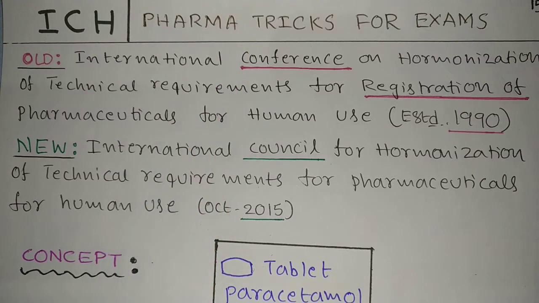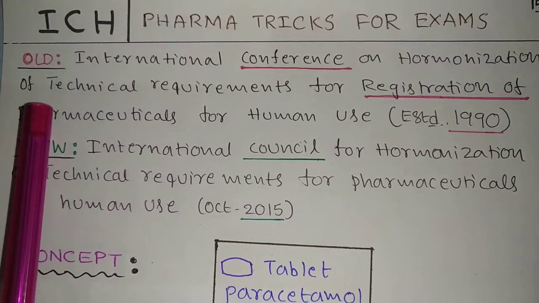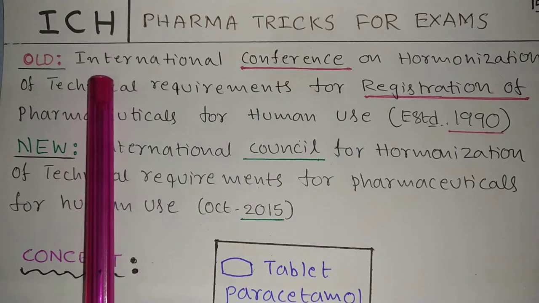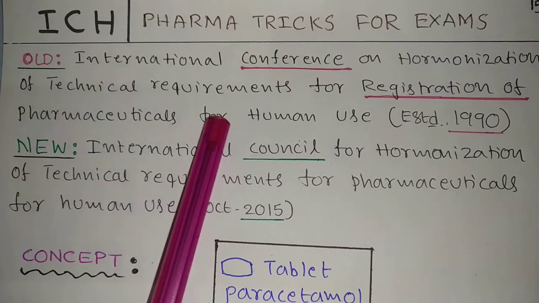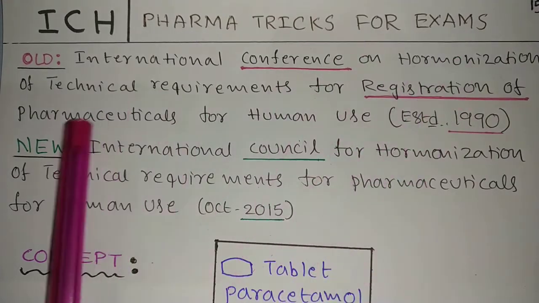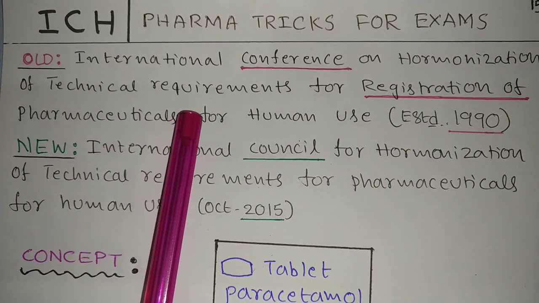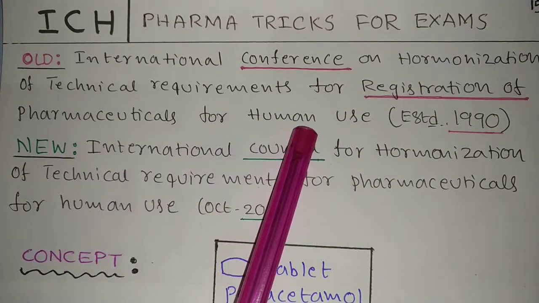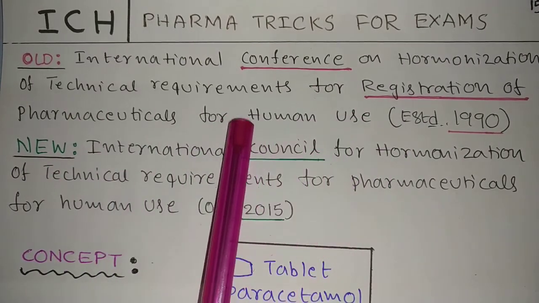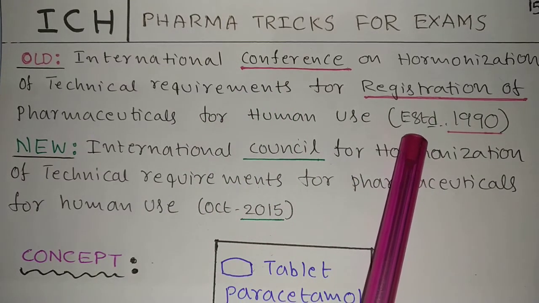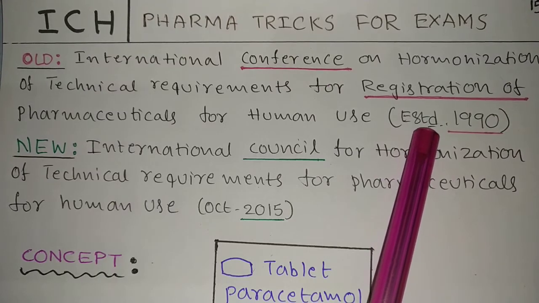In this video we will see the ICH. This is the abbreviation of ICH. It has a very long abbreviation: International Conference on Harmonization of Technical Requirements for Registration of Pharmaceuticals for Human Use. This was the abbreviation when they established it in the year 1990.